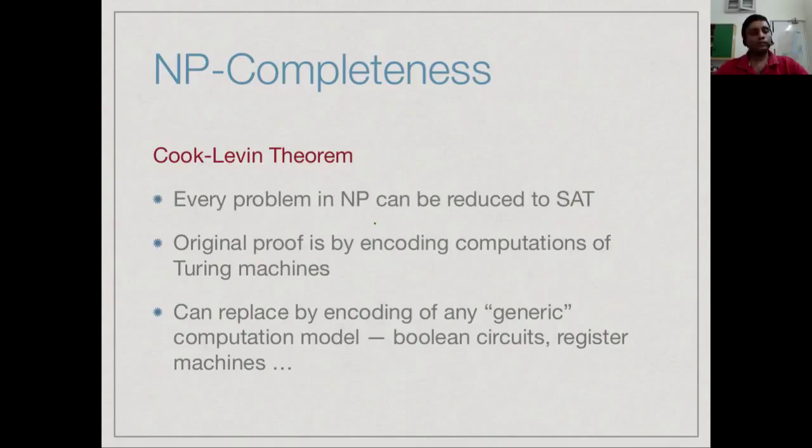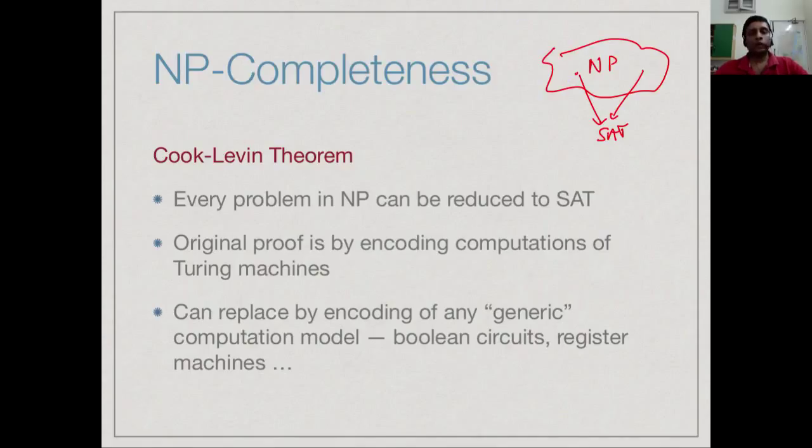Now the famous theorem by Cook and Levin says that every problem in NP can be reduced to SAT. Okay, now this is a rather amazing theorem, because it says that if I take everything in NP, anything there I can reduce to SAT. Okay, so there is some reduction by taking an instance of that problem, I can convert it to an instance of SAT, solve the instance of SAT and go backwards.